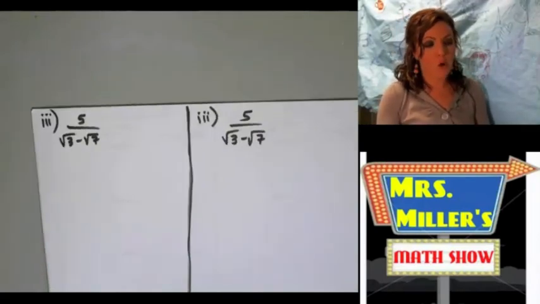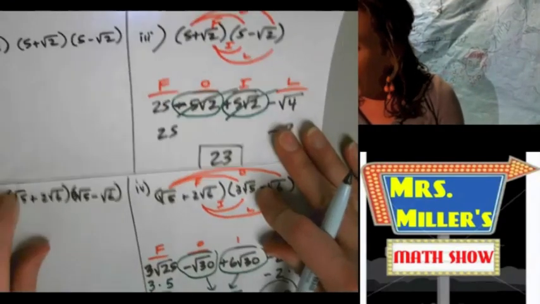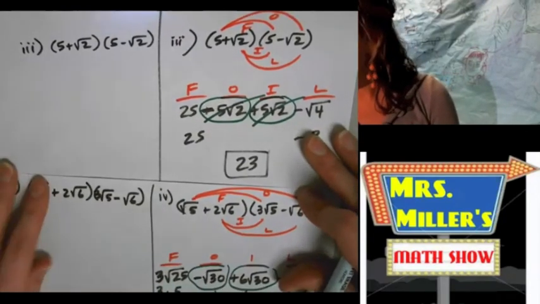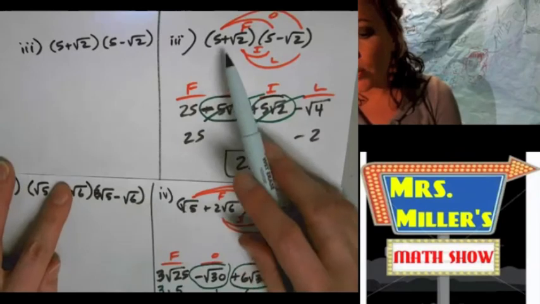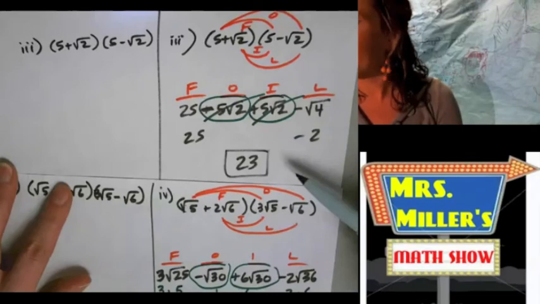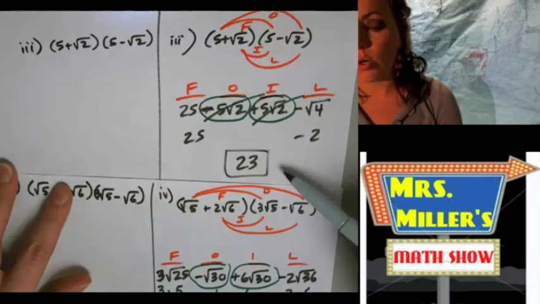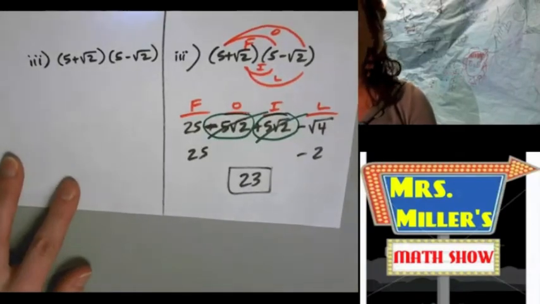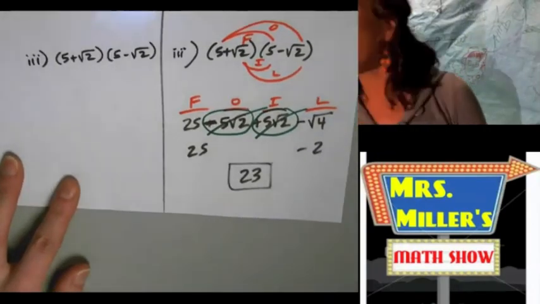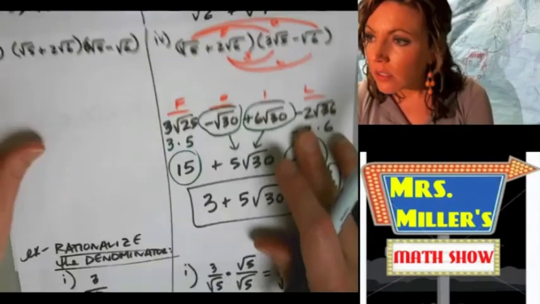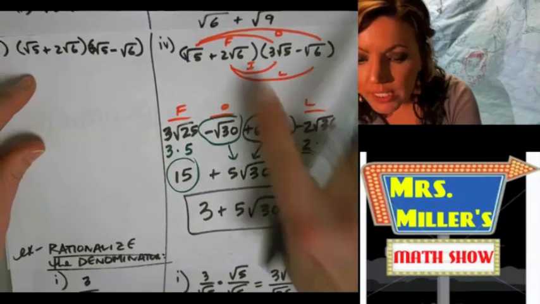So we did 2 examples earlier that had multiplication of binomials like this. In this first one, we multiplied 5 plus root 2 and 5 minus root 2, and what did we end up with as an answer? 23. Is there a radical in that answer anywhere? No. Okay, the other one, we ended up multiplying 2 completely different things. Root 5 plus 2 root 6 and 3 root 5 minus root 6, and we ended up with a radical again.